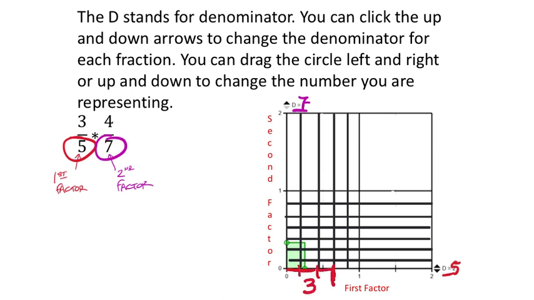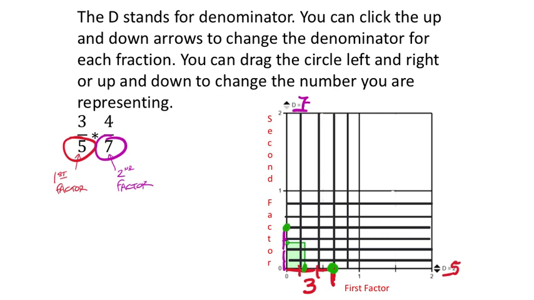So I've got to go 3 parts to the right over there, which means I take this dot here and drag it over to this line, whichever the third one is. And then this one, this dot right here, we've got to have 4 of those parts. So I've got to count up. That'd be 1, 2, 3, 4, which means I need that dot to be right here.